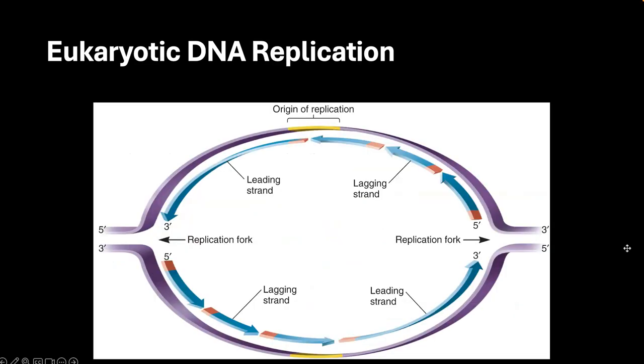If we zoom out slightly here, we see that this process proceeds in both directions along the DNA strand, and eventually these bubbles of replication connect with one another to form our replicated chromosome.